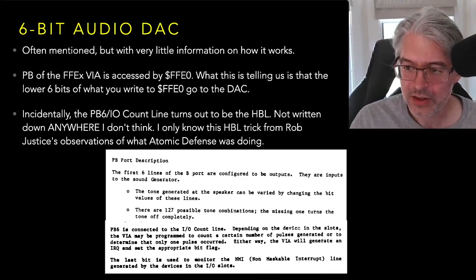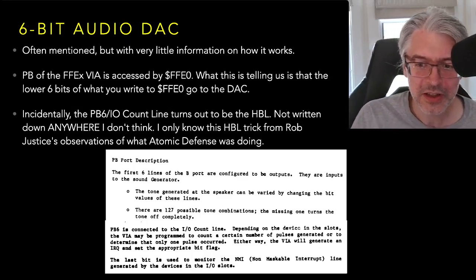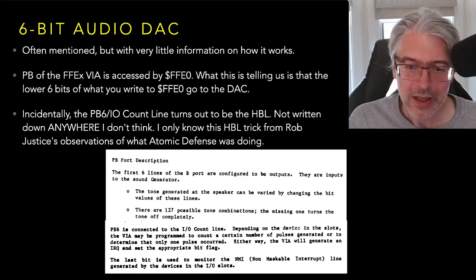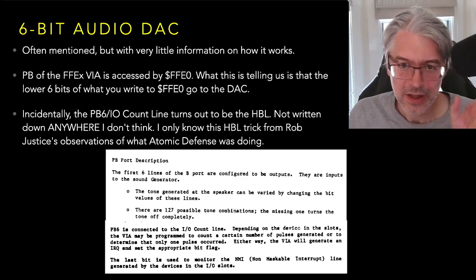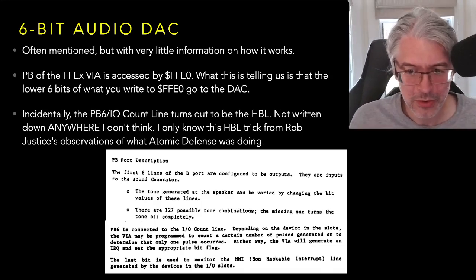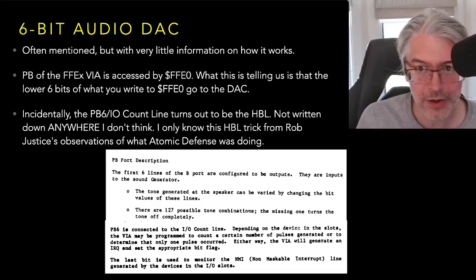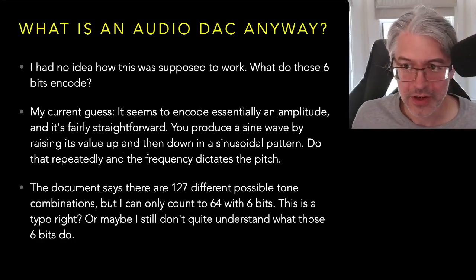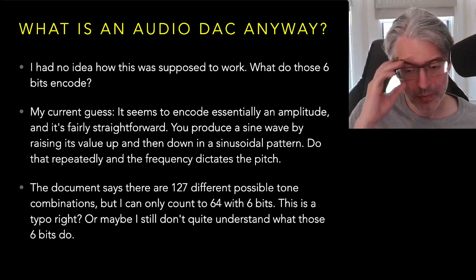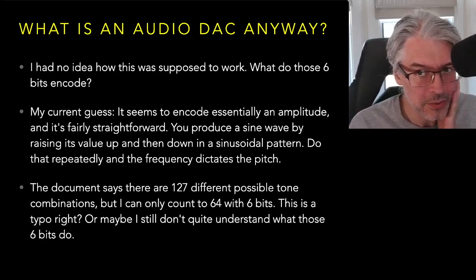It just says that PB6 is connected to the IO count line. And it turns out that PB6 is in fact counting horizontal blanks. So you can use the IO count to count horizontal blanks. Anyway, doesn't matter. That's not the audio DAC. This is the same address though. I don't know what an audio DAC is supposed to be. At least I didn't before I started this project. And in fact, now I'm not even sure that I do completely know.